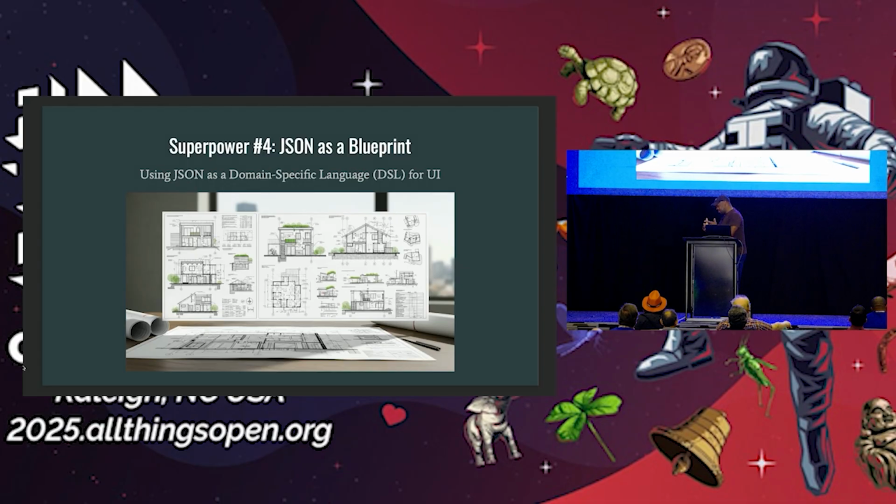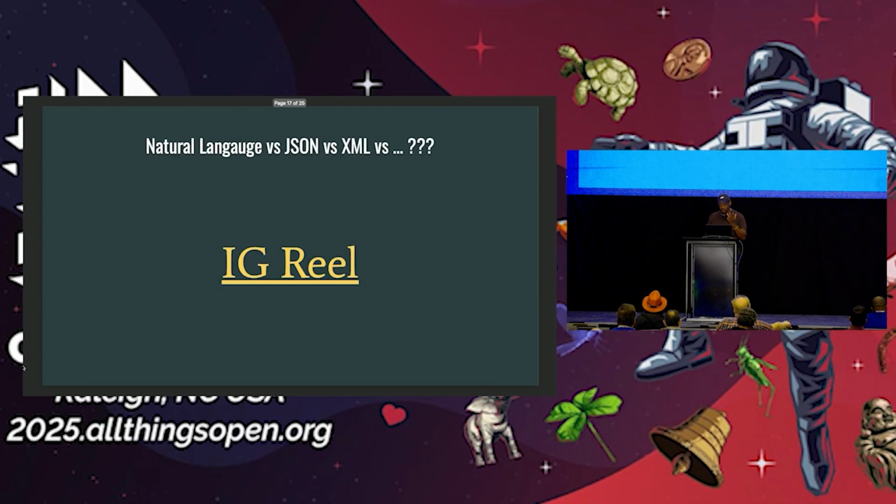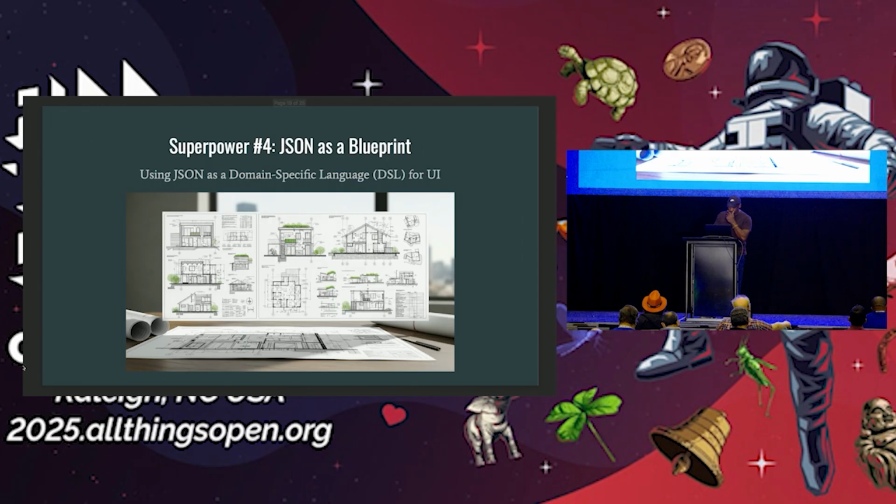So, okay, JSON as a contract, JSON as a query language, JSON as a prompt. What about JSON as a blueprint? JSON is a domain-specific language for UI. Now, when you see that, you're probably thinking, JSON in the UI, we already have HTML, CSS, JavaScript, we already talked about that. What are you doing to me?